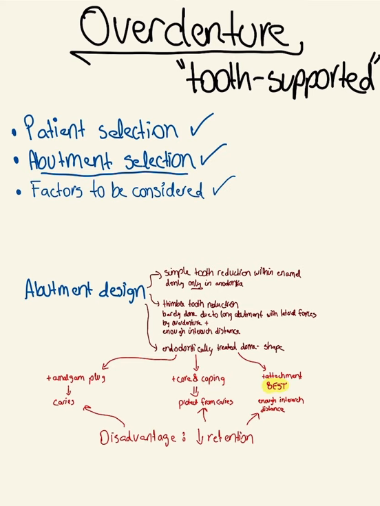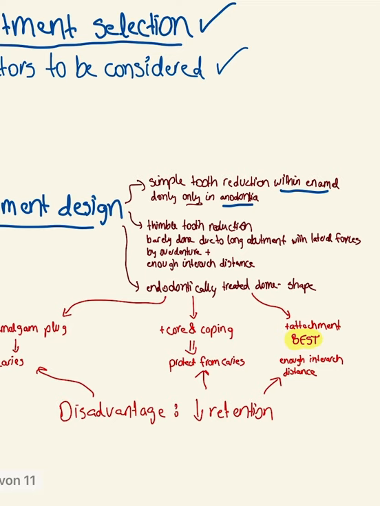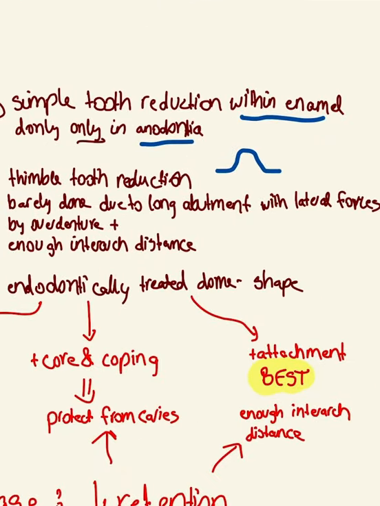Now, at first, the abutment design. We have mainly three types of designs. We have the simple tooth reduction within enamel. This is done only in anodontia. Secondly, we have the thimble tooth reduction. It is barely done due to long abutments, which lead to lateral forces by the overdenture, and we have to have enough interarch distance.